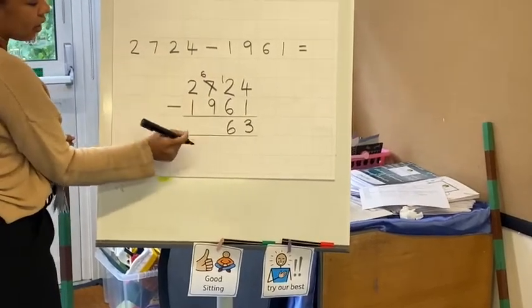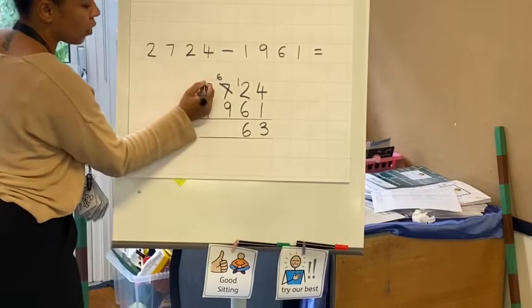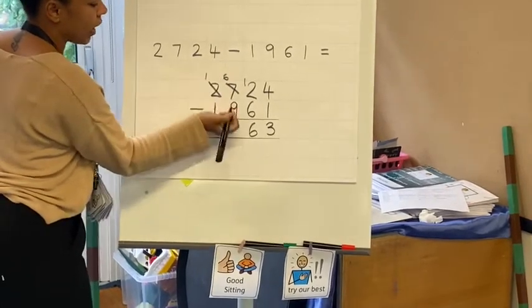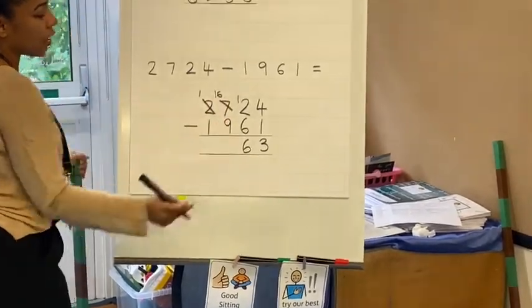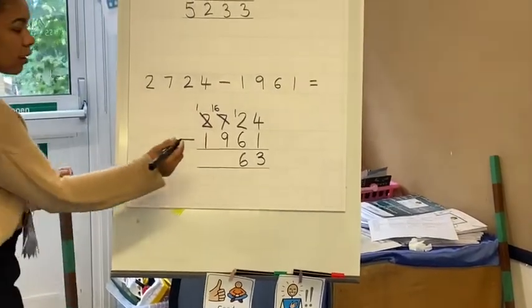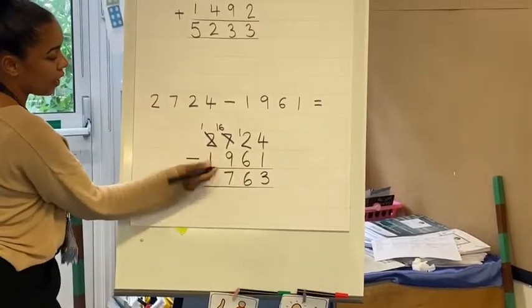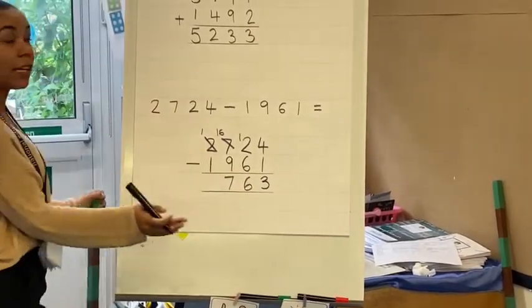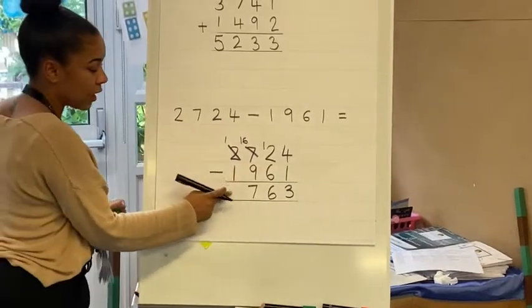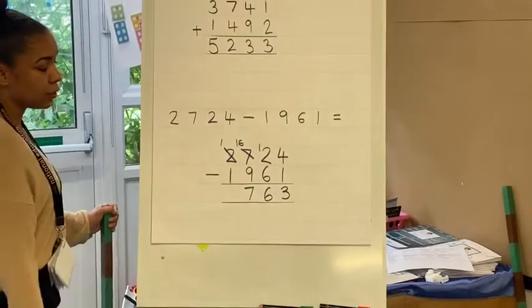6 take away 9, I can't do, so I'm going to go over to my next column, which is my thousands column, and I'm going to exchange again. So now that becomes 16. So I know that that would then be 7. And then I come here, 1 take away 1 is 0. And if you remember from last time, I said I wouldn't put that value there because it doesn't have a value, so there's no need to put that.